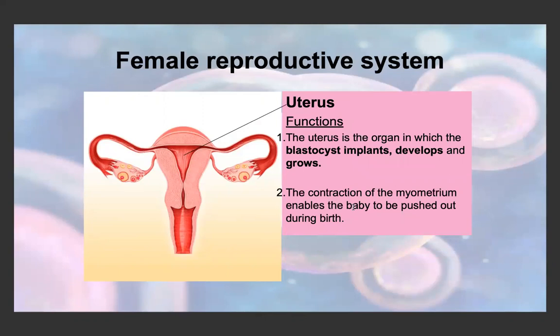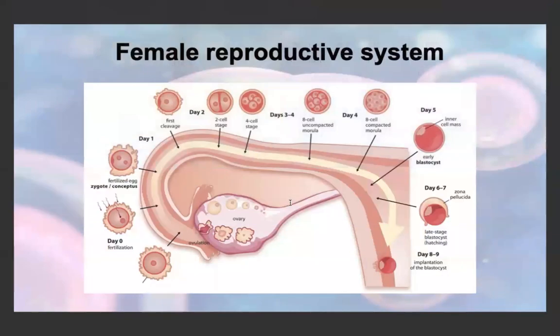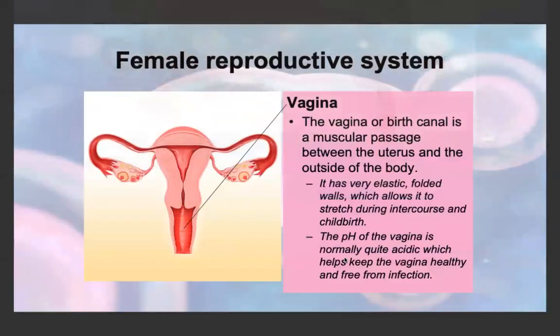The functions of the uterus is, of course, to provide a site of implantation for the blastocyte to implant, develop, and grow. And the uterus also contracts during birth to enable the baby to be pushed out. And this is the myometrium, those muscular walls that are working. This is just a diagram to show the development of the zygote as it's released from the ovary. It becomes fertilized to form the zygote. It moves along and then eventually implants in the uterus.